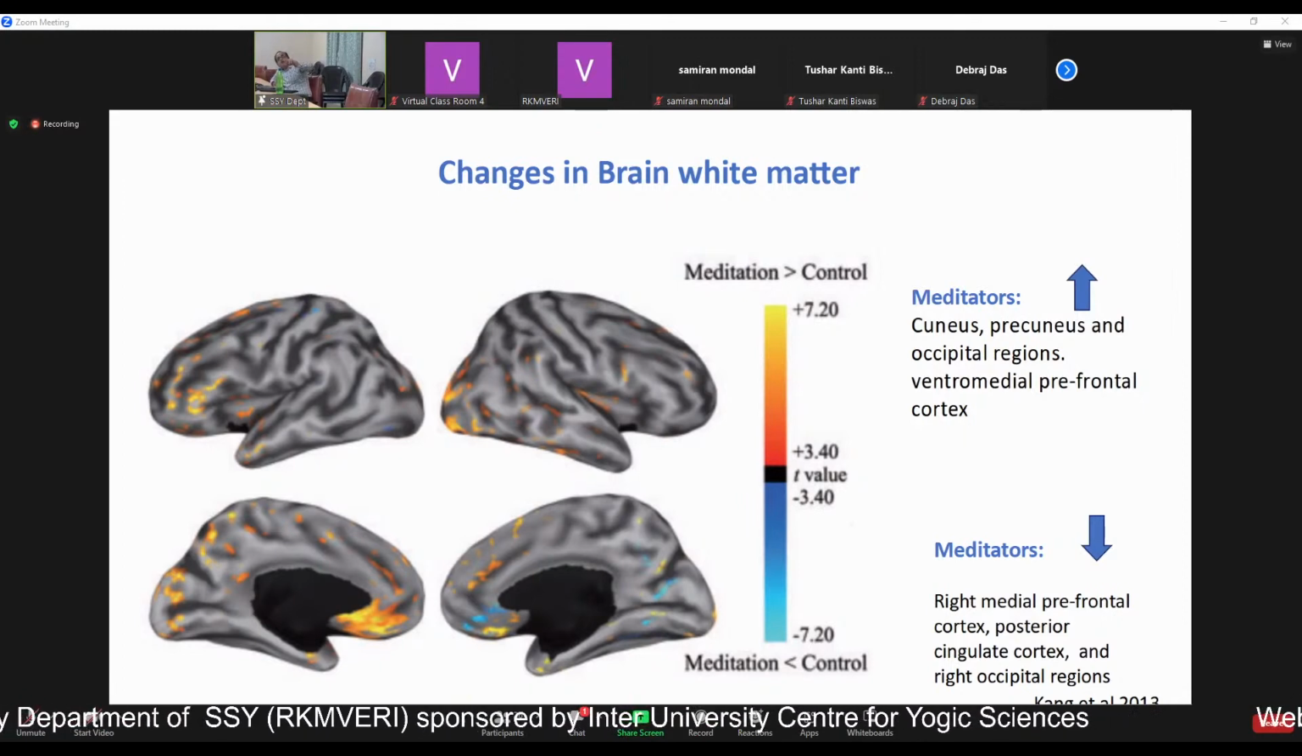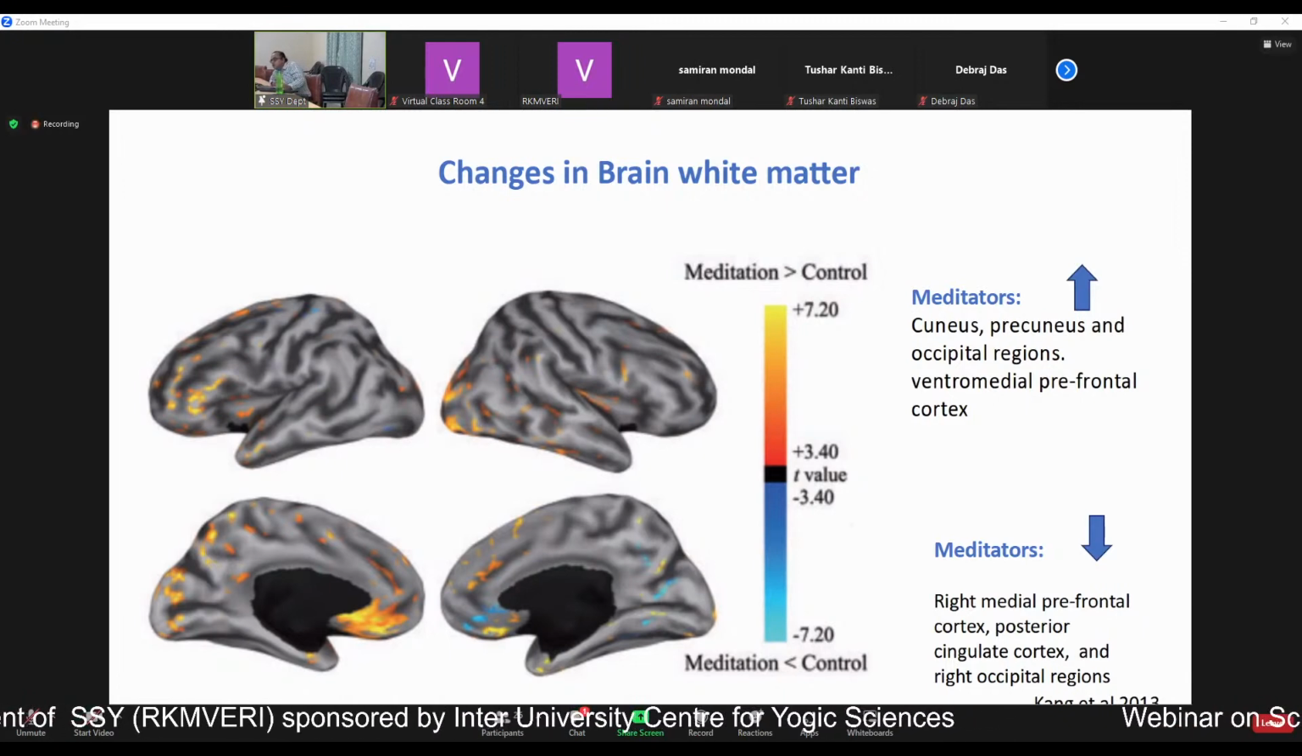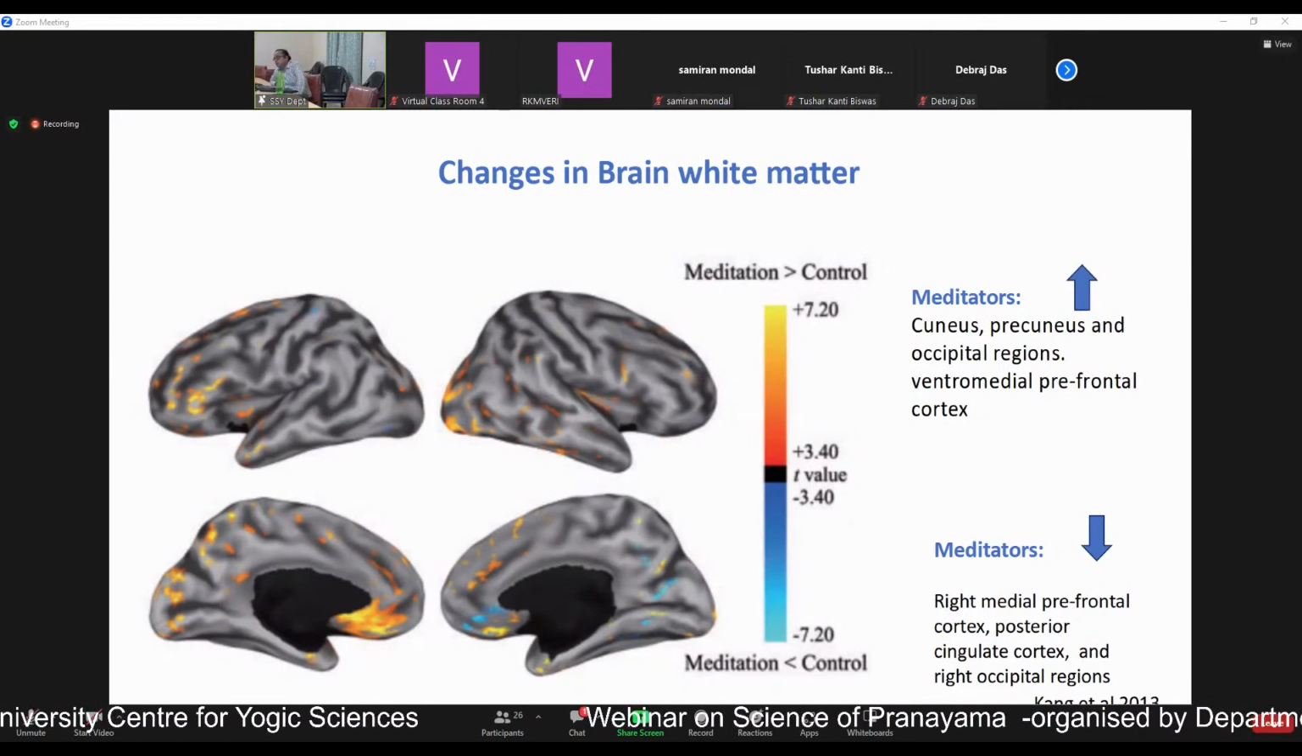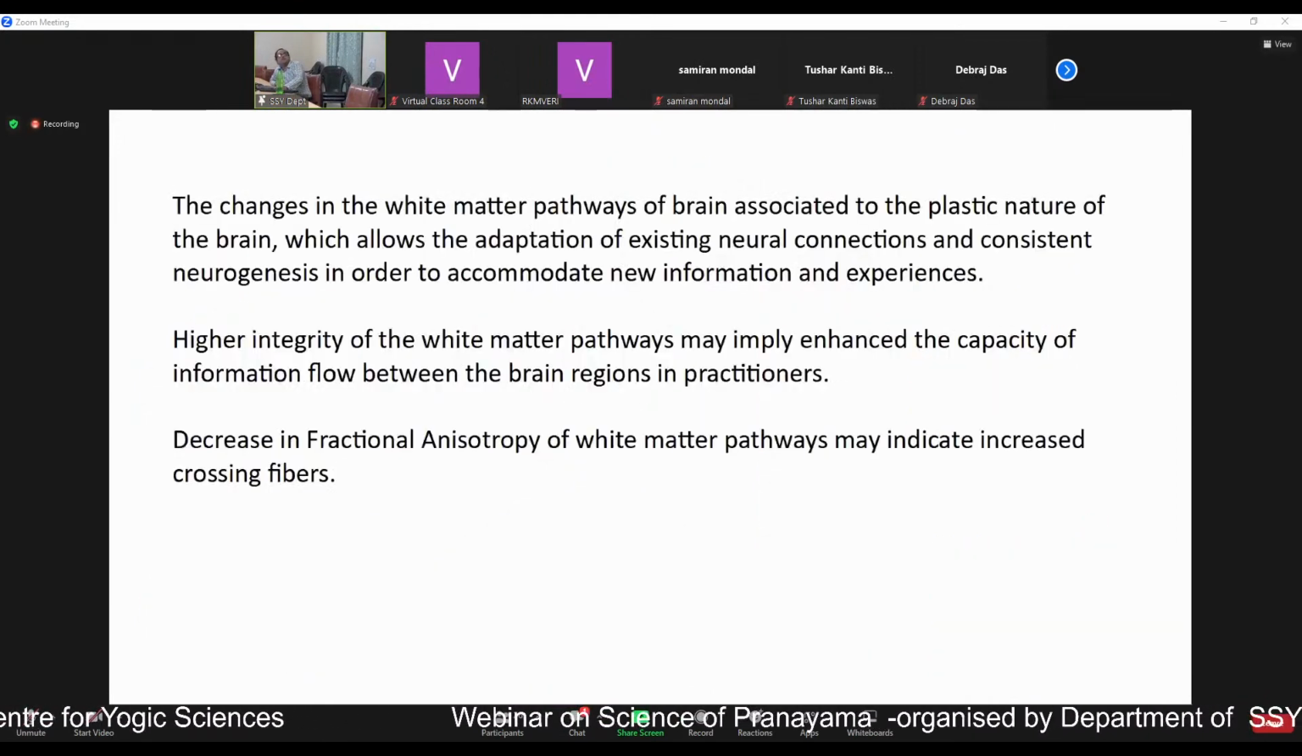But you can see a limited number of blue patches as well, where integrity has gone down in meditators. The changes I have mentioned are in the cuneus, precuneus, and ventromedial prefrontal cortex. Again, they are part of the default mode network I mentioned when discussing the gray matter results. In some regions the integrity has gone down, but that is not necessarily bad, as I will discuss in the next slide. These are changes in the white matter pathways of the brain associated with the plastic reorganization of the brain.